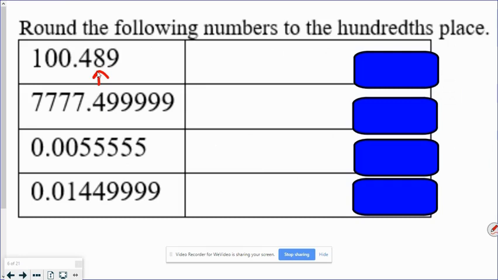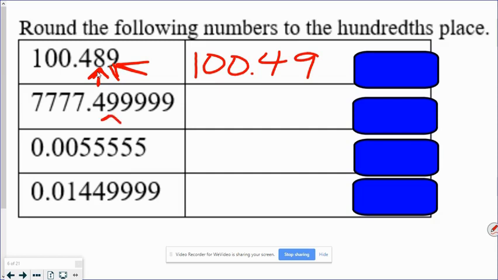All right, so if we're going to the hundredths place, we have to look at the thousandths place. If it's a 5 or greater, we round up. If it's 4 or lower, we round down. So we got 100.4, and now we look at the hundredths place, which is an 8 here. We look at the thousandths place, which is a 9, so we round up, so 49.